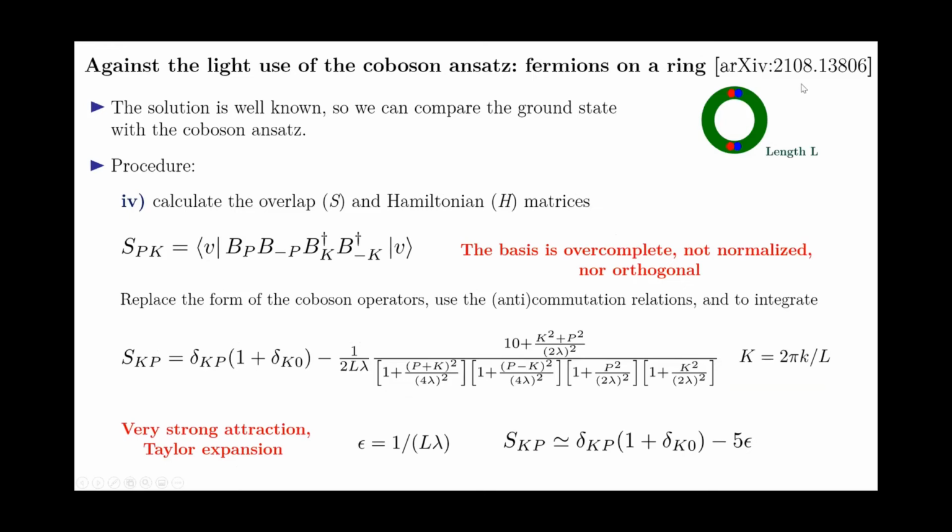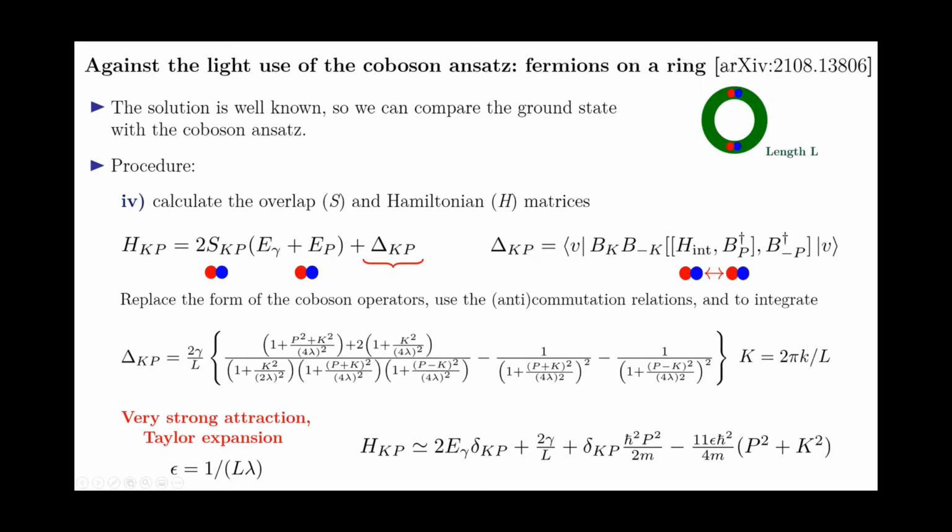Once we have the two co-boson bases, we need to calculate the overlap matrix, because the basis is not orthogonal. In this step, we must use the commutation and anti-commutation relations for the creation operators, and then we must perform the resulting integrals. The complete expression for the overlap matrix is this one. The important thing here is that for a very strong attraction, we can expand this expression on this small parameter to obtain this other quite simple expression. We can also compute the expression for the Hamiltonian, and expand it on the same small parameter as before.